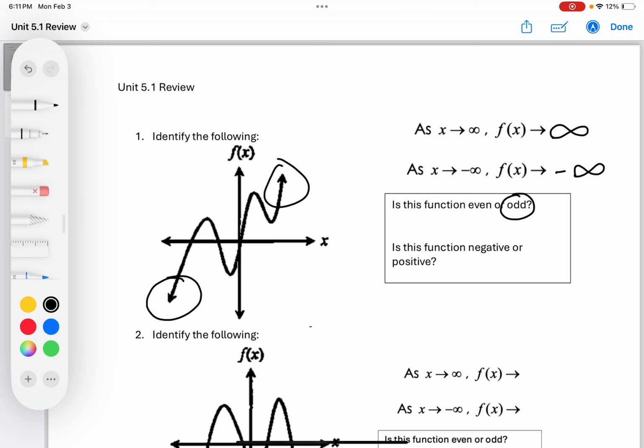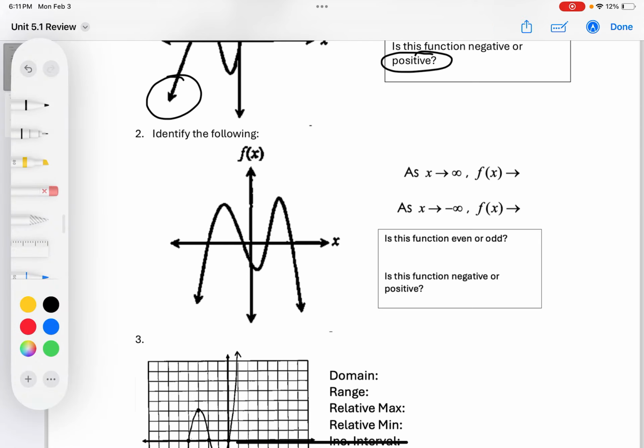Is this function negative or positive? Memorizing my chart, I know that positive is like this. And honestly, the easiest way to remember that is this is a positive slope. So when it increases left to right, that's how I know it's positive. Erase that.